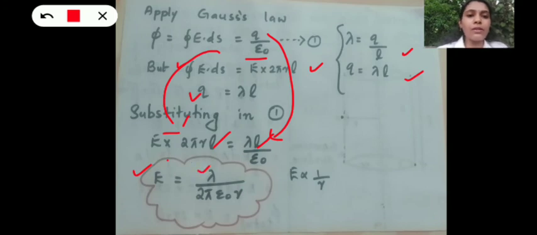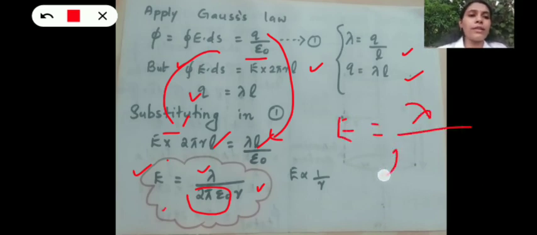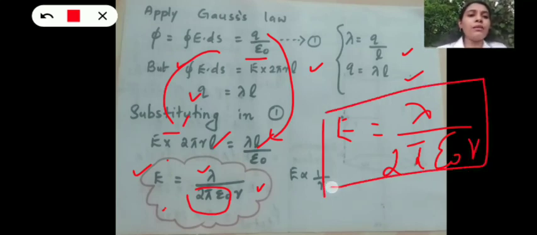Lambda is a constant, 2 pi epsilon naught is a constant, and the only variable is the distance R. So the electric field intensity is inversely proportional to R. The electric field intensity due to a line charge distribution is lambda by 2 pi epsilon naught R. So we have found this expression by applying Gauss's law.